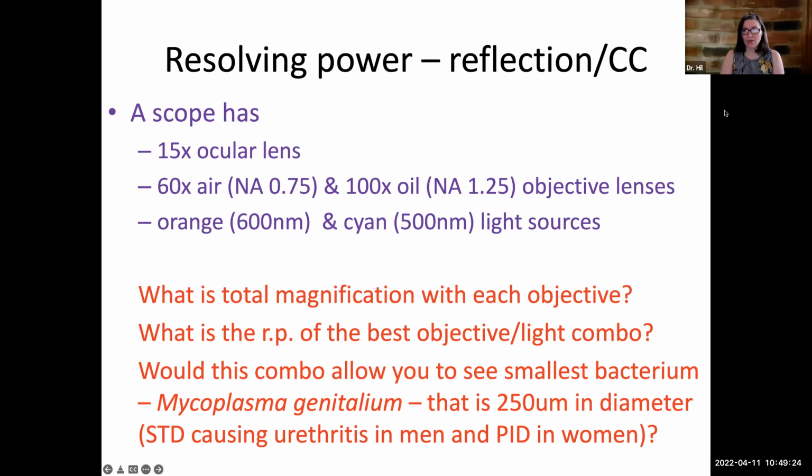Great. And when you're giving the answer, don't forget to use units. And what are those units going to be? Well, let's have a look at it. The NA has no units. It's a unitless empirically derived number. The wavelength has units though. Those are the units that are going to show up in the answer at the end.